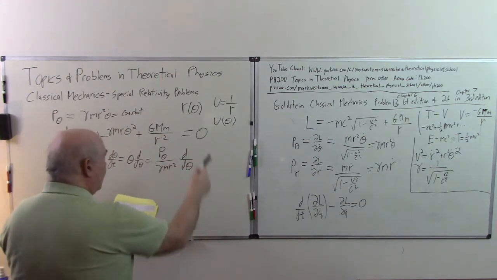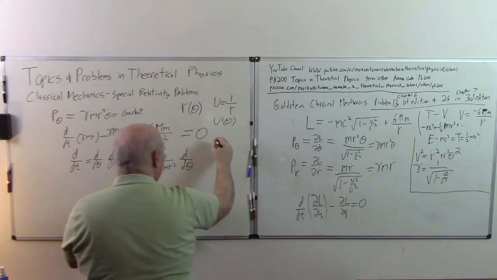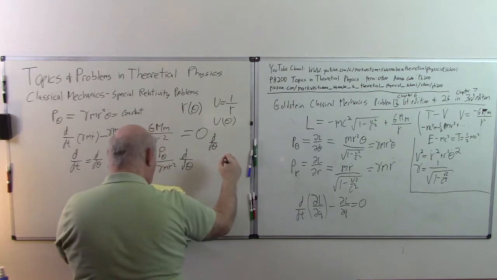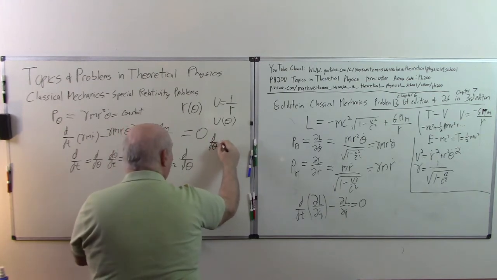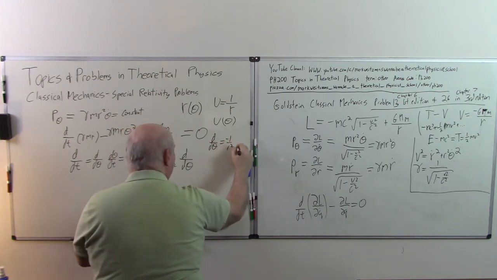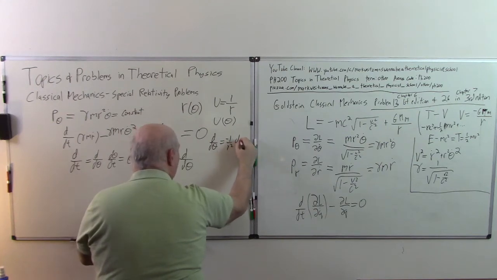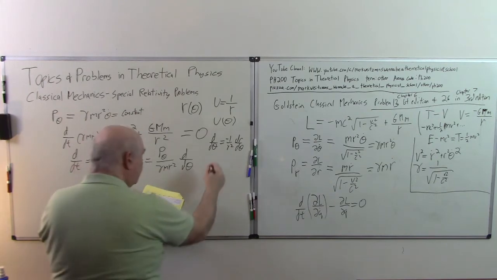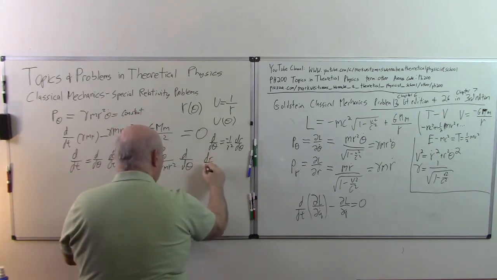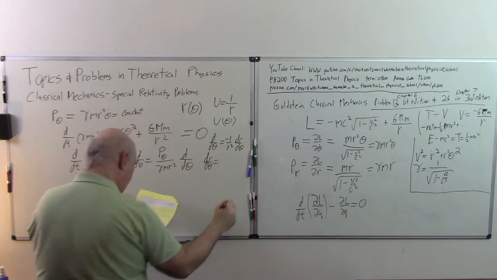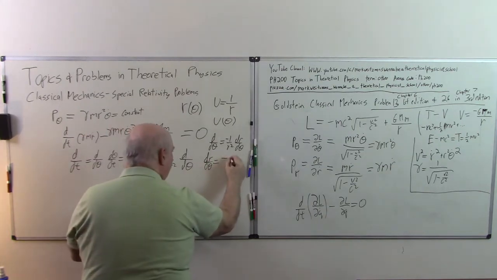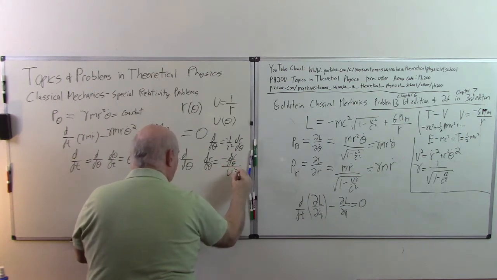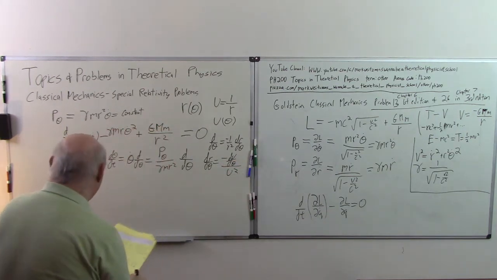Okay, now using u equals 1 over r, we find du/d theta is equal to minus 1 over r squared dr/d theta. So dr/d theta is equal to minus du/d theta over u squared. We'll have use for that in a second.